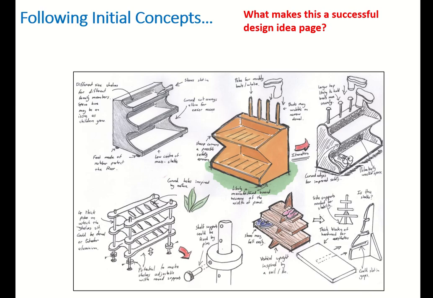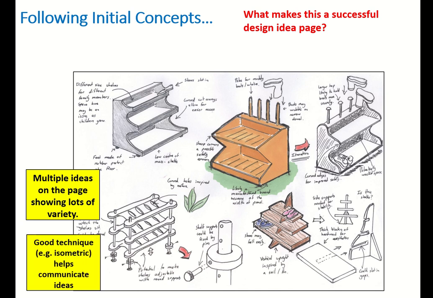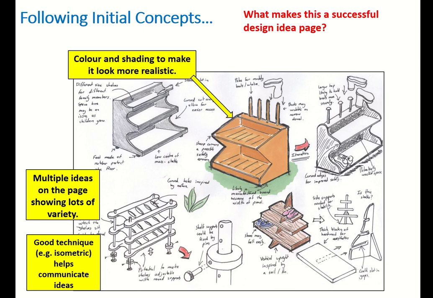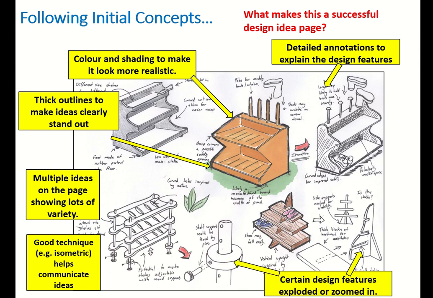We're going to have a look at what this looks like in practice, but just remember, if you still need to improve your design idea pages, now is the opportunity. So don't forget, a great design idea page has multiple ideas, showing lots of variety. You get marks for creativity then. Try and show good technique, e.g. isometric. That's a great way of helping to communicate. Color and shading, thick outlines to make some ideas stand out. Detailed annotations explaining design features. You can do that on the computer if you want. They don't have to be handwritten. And then certain design features zoomed in or exploded, just to communicate how it might function or be assembled.